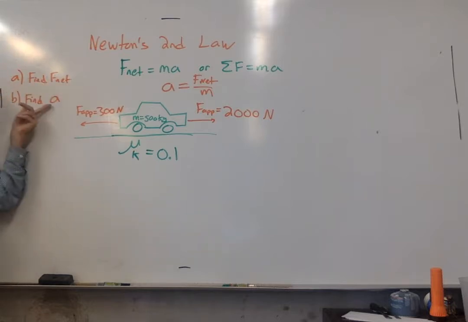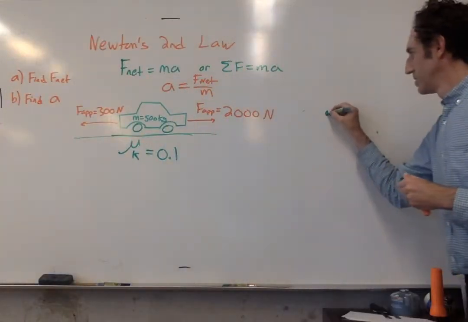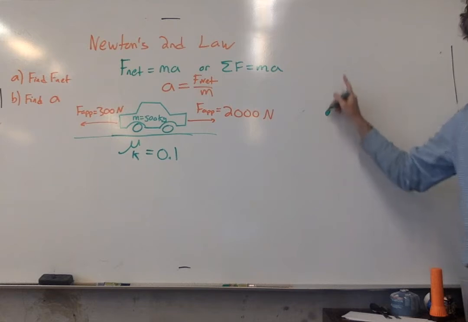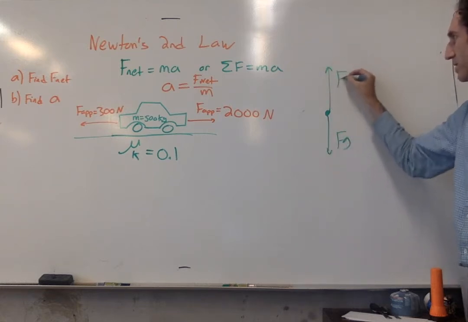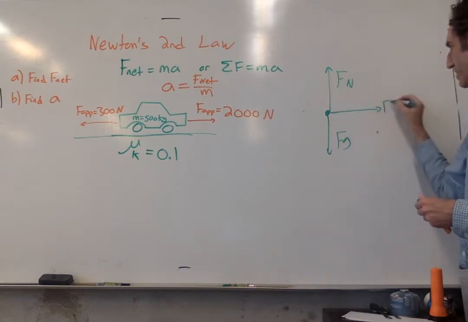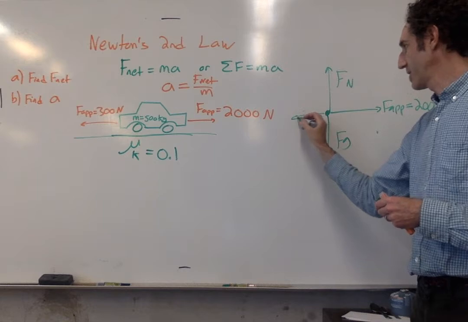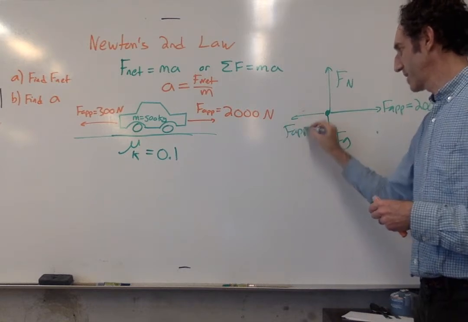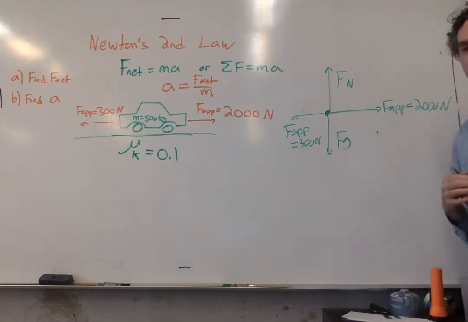First, we're going to find the net force, and then we're going to find the acceleration. So the free body diagram is going to change a little bit for us. We still have gravity going down and normal force going up. Those, once again, we don't care about too much. I still have my applied force of 2,000 newtons in this direction, and then I still have an applied force in this direction, and this time it's 300 newtons. And now I have a friction force that I have to deal with.